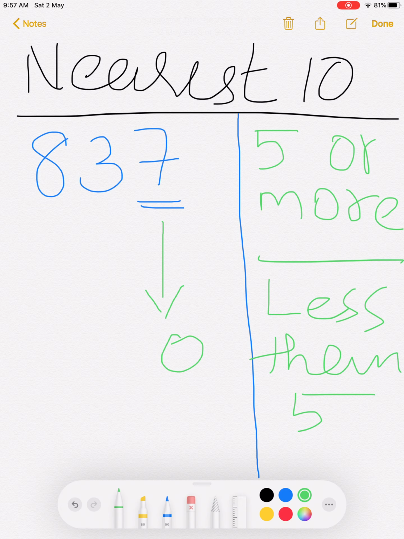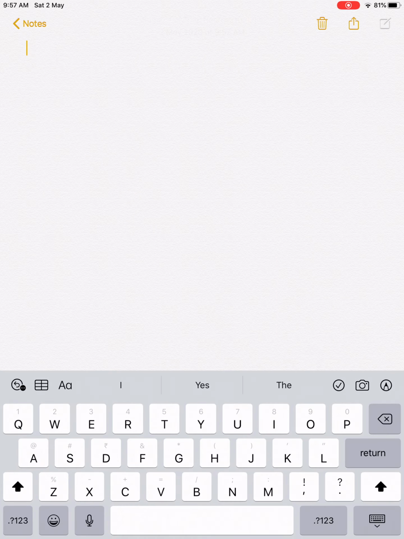In the 5-or-more condition, we add 1 to the tens place, because we are rounding off to the nearest 10. Here 3 plus 1 is 4, and the number is 840. So this is the multiple of 10 nearest to 837. So 837 is very close to the multiple of 10, 840. Clear? Let us go to one more example.